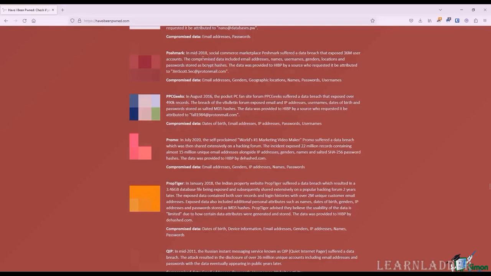In a nutshell, tools like this can help you determine if a password might have been exposed, or if a password that you reuse across multiple different accounts might have been exposed and place all of those accounts at risk.